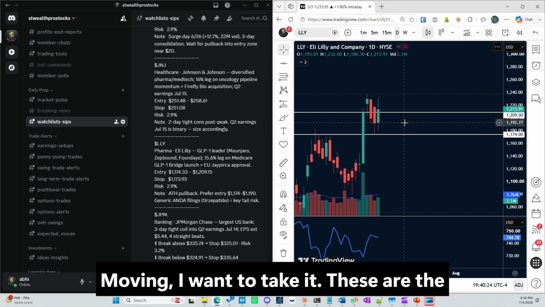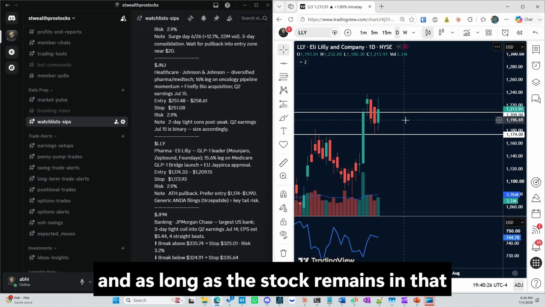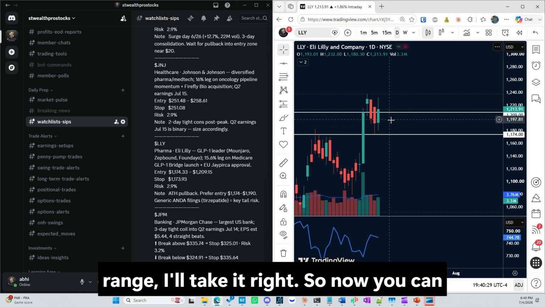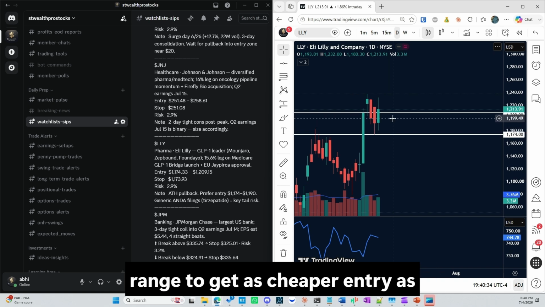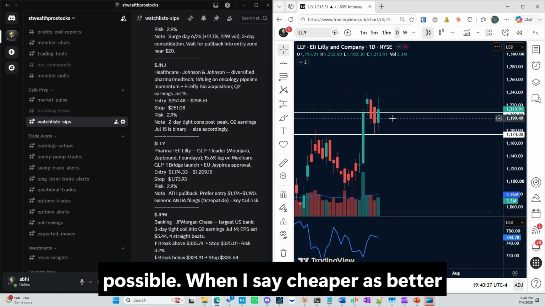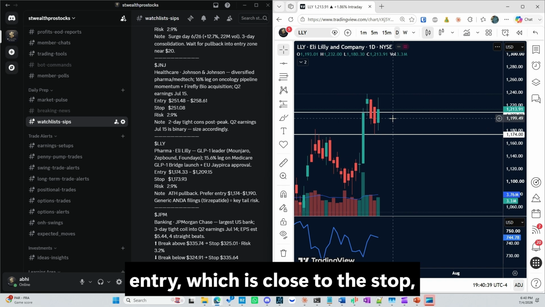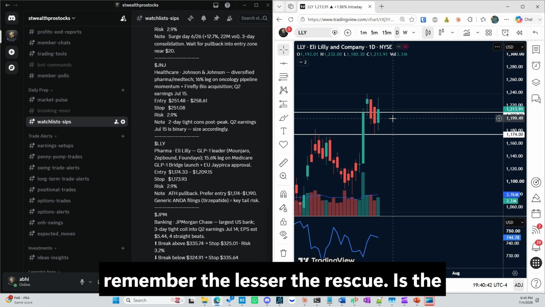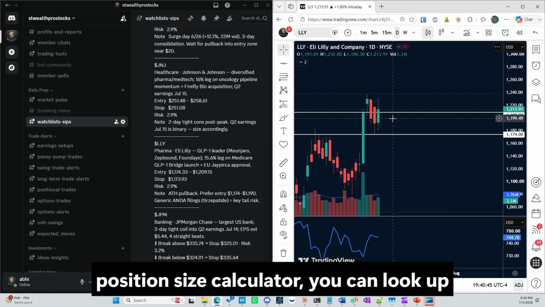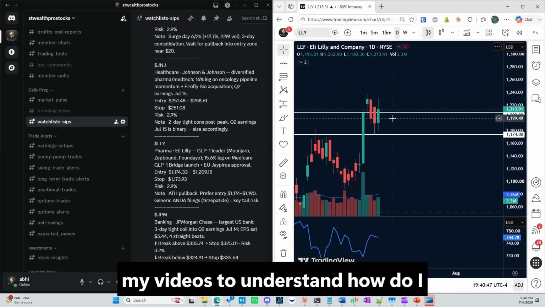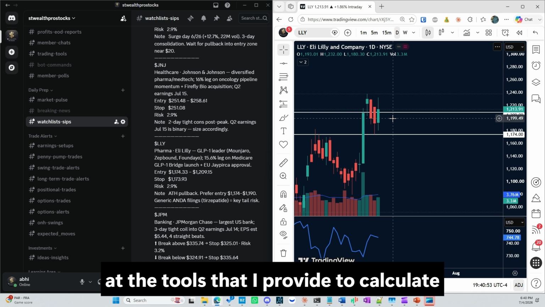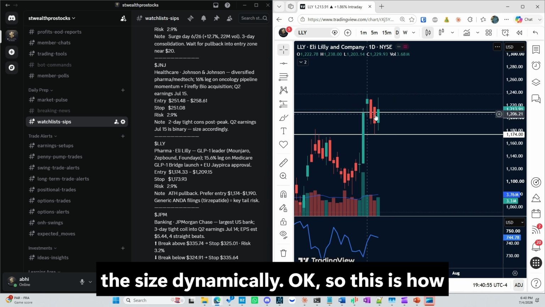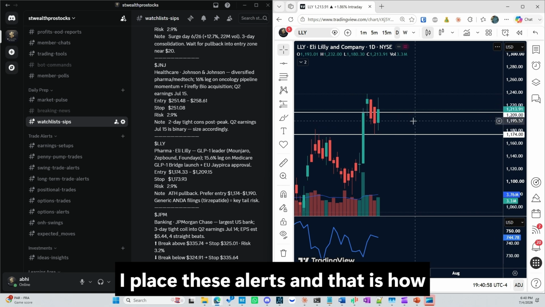These are the alerts, these are the ranges, and as long as the stock remains in that range, I'll take it. You can also set up further alerts within this range to get as cheap an entry as possible. When I say cheaper, I mean a better entry, which is close to the stop. Remember, the lesser the risk, the bigger the position size. For the position size calculator, you can look up my videos to understand how I calculate the size, and also look at the tools I provide to calculate the size dynamically. This is how I place these alerts, and that is how I trade them.